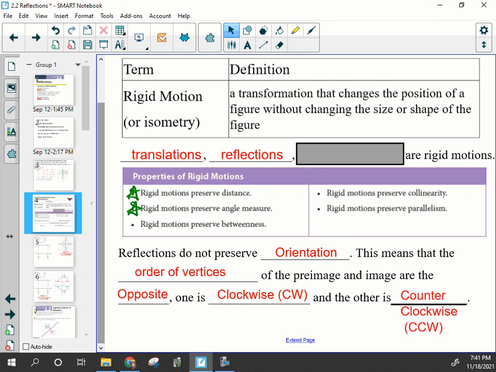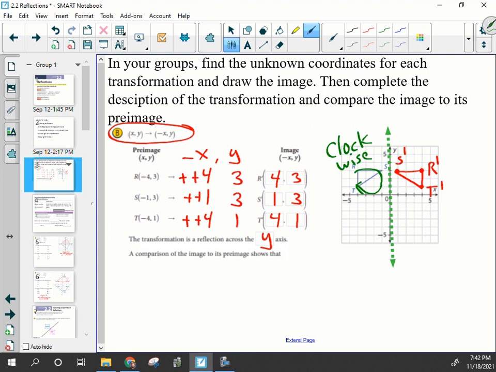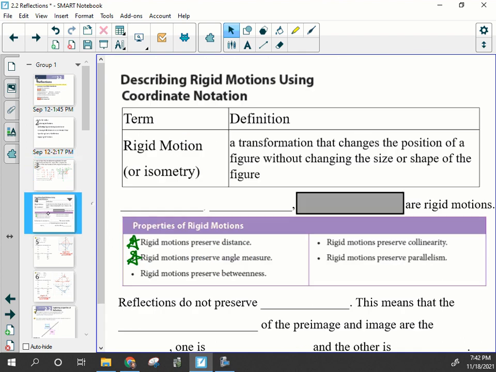And if I do look back at my previous slide, you will notice triangle RST. If I looked at it, the order there is clockwise, while R prime, S prime, T prime goes in the opposite order, which is counterclockwise. So reflections do not preserve orientation.